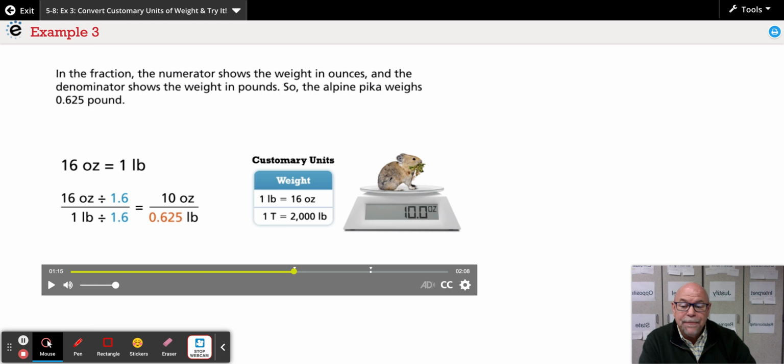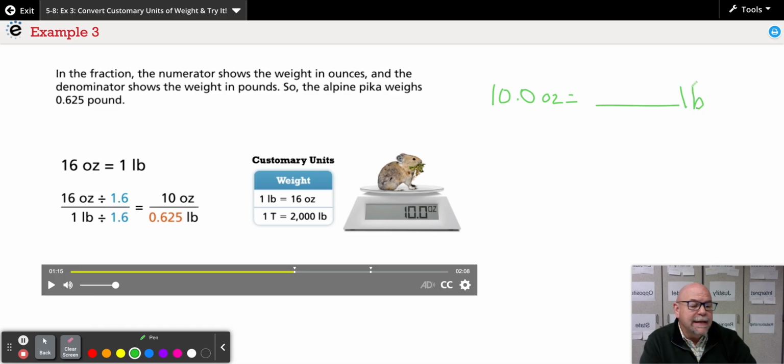maybe our brains work the same. So in order for me to know what to do, that's why I love that technique that I highlighted the last couple of slides, right? If I know I'm going from 10 ounces, that's how much this pika weighs, and I want to know how many pounds that is, then I need those three-letter acronyms. I'm going from ounces to pounds, so that's smaller to bigger. Smaller to bigger units, I'm going to remember that I should multiply.